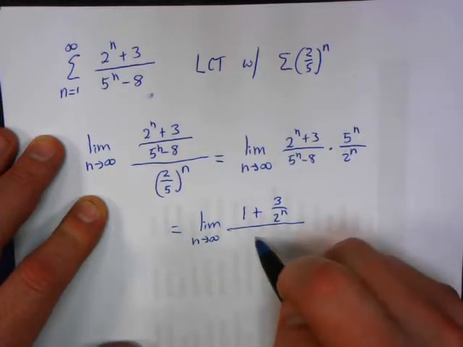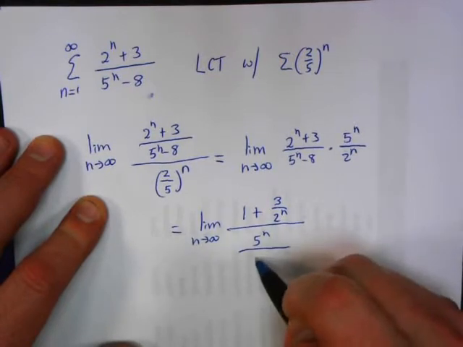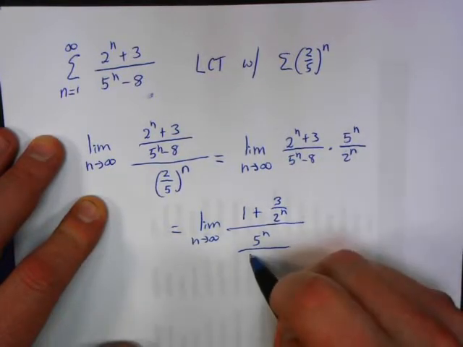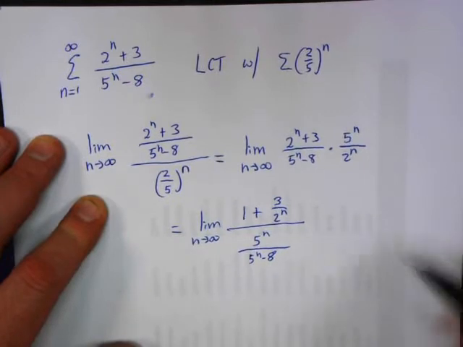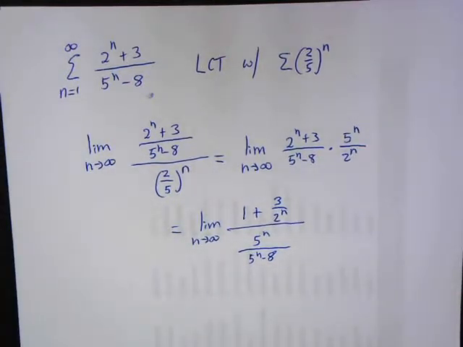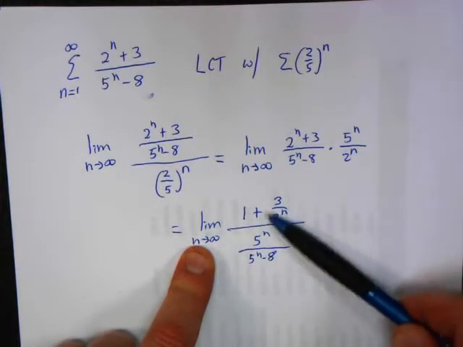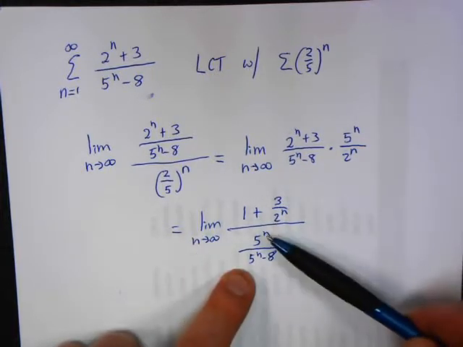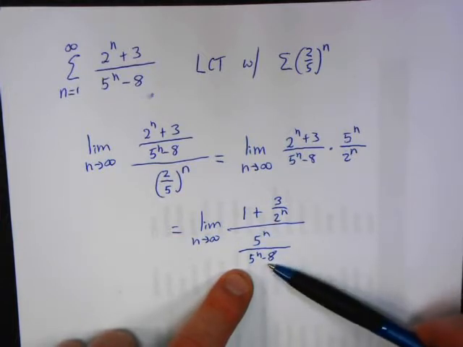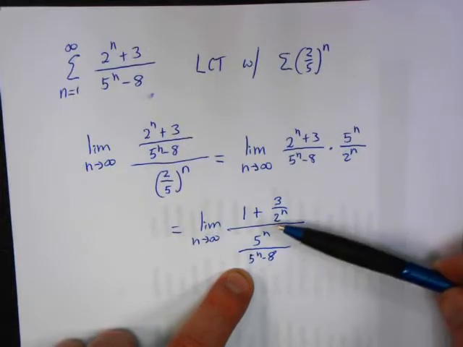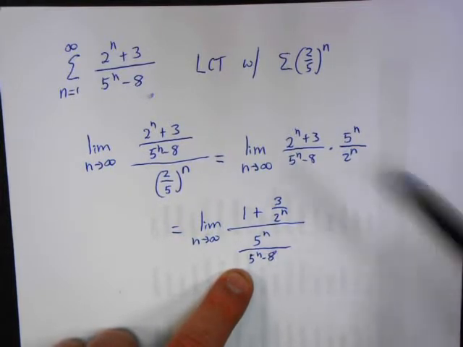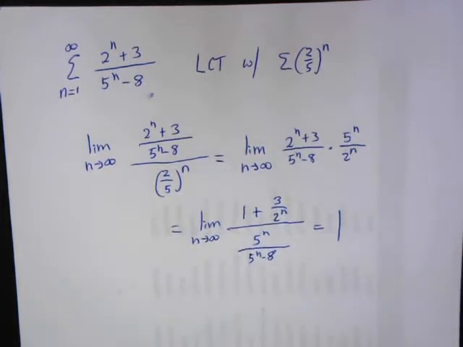This one's a little weird. What's 5 to the n? Over 5 to the n minus 8. So I do think we get 1, because now what happens when n goes to infinity? I have 1 plus, this limit is 0, and then down on bottom this limit is 1, because if I really had to, I could use L'Hopital's rule, take the derivative of the top, derivative of the bottom, that 8 would drop out. So I think you were right, Ben, that limit is 1.